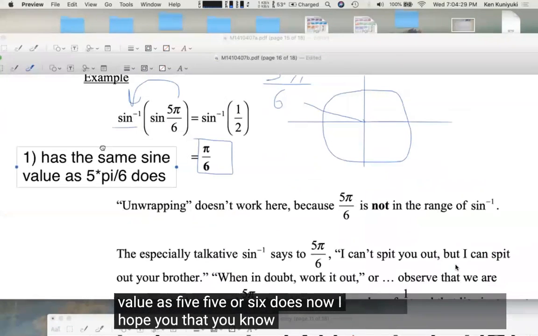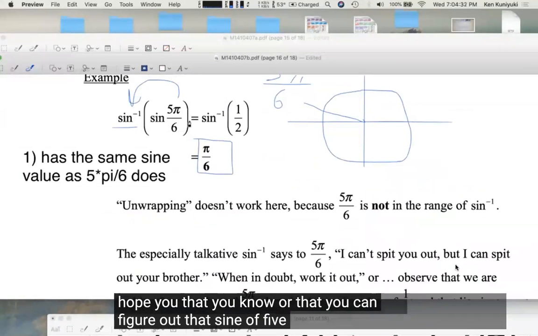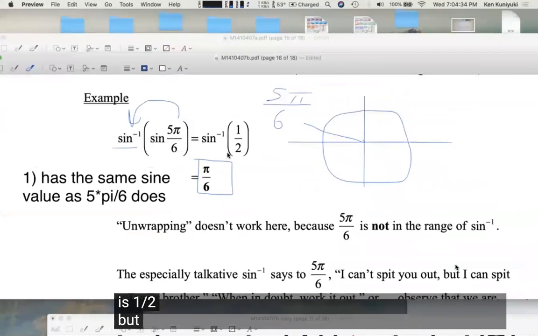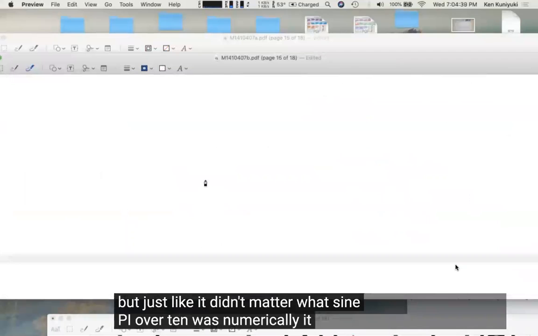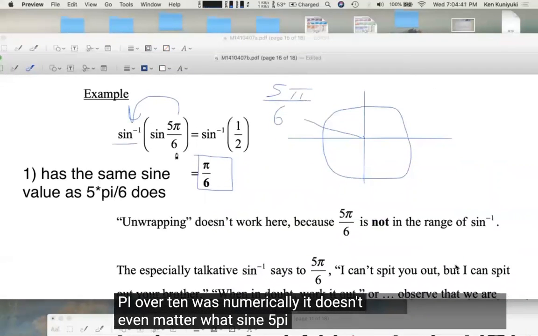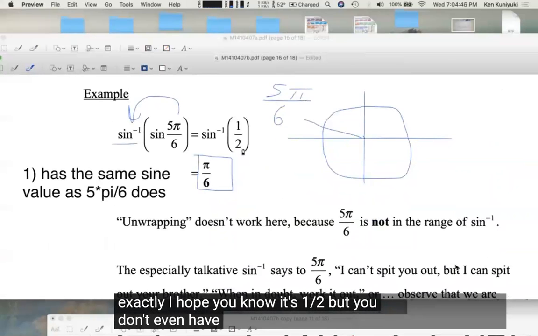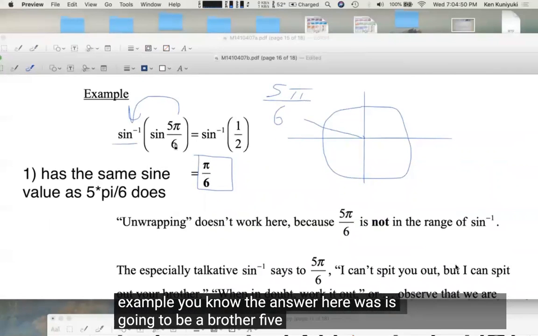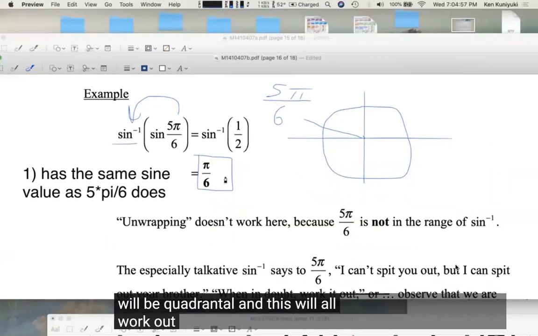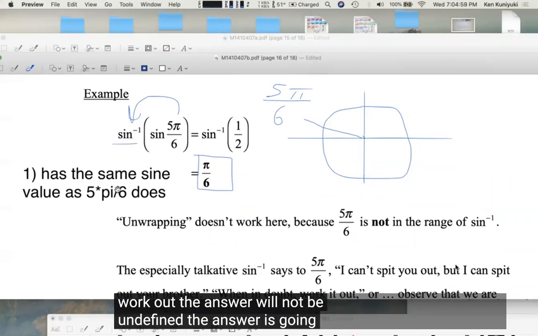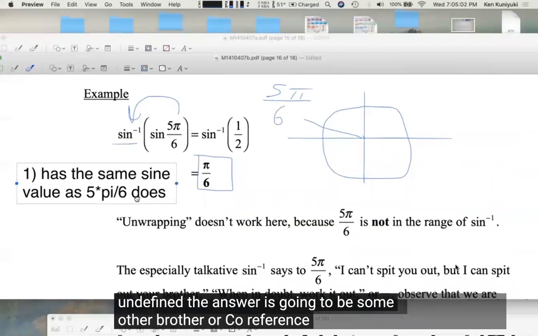Now, I hope that you know, or that you can figure out, that sine of 5 pi over 6 is 1/2. But just like it didn't matter what sine pi over 10 was numerically, it doesn't even matter what sine 5 pi over 6 is exactly. You know the answer here is going to be a brother. 5 pi over 6 is not quadrantal. We don't think the answer will be quadrantal, and this will all work out. The answer will not be undefined. The answer is going to be some other brother or coreference angle.